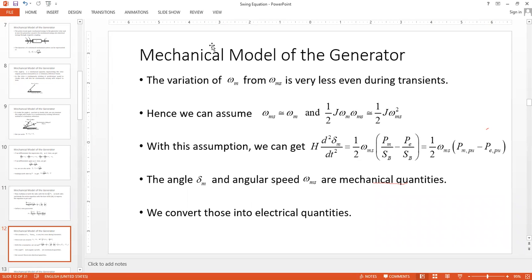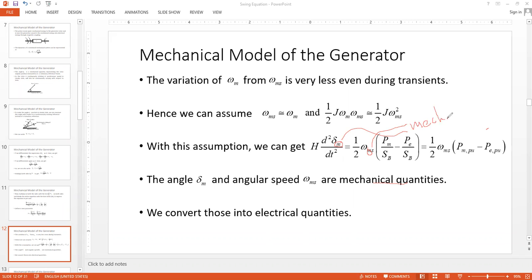Now we go for the next manipulation on this equation. A little bit more manipulation is required before we reach the final stage of the swing equation. So next we see that this M, the subscript M here and here, these are basically the representation of mechanical quantities.